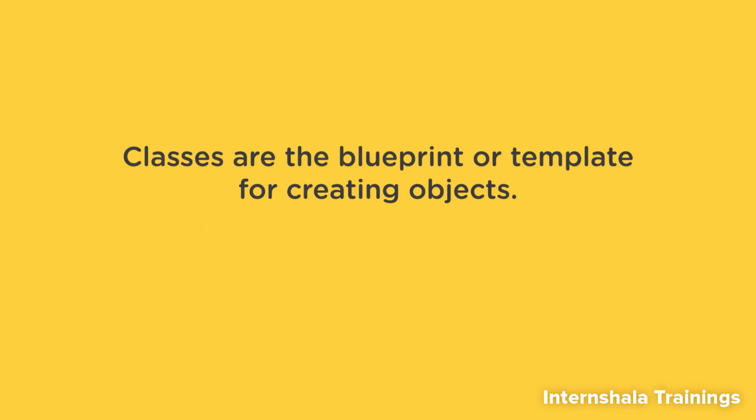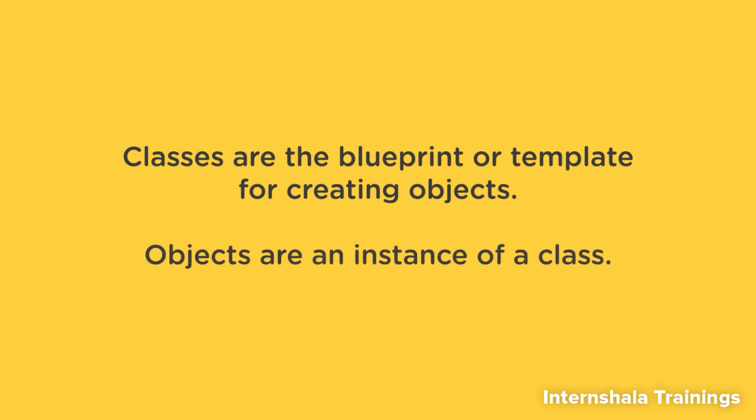So, we can generalize the concept of classes and objects and say that classes are the blueprint or template for creating objects. And objects can be called an instance of a class. Remember these terms well. They will come in handy later. So that was about the concept of classes and objects. In the next video, we will learn how to create objects and classes in our programs.